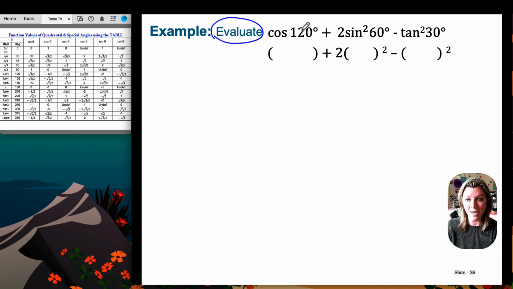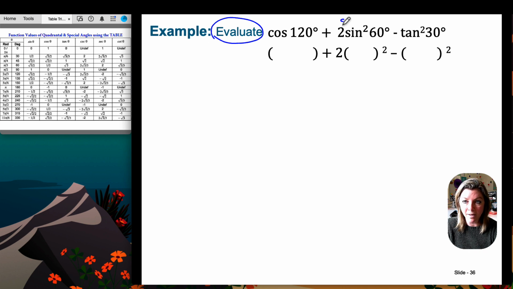Cosine of 120 degrees is going to have some value, so I put a blank there for it. Copying the complete expression from left to right, I have a plus sign, a 2. Sine of 60 degrees is going to be a value, which is why you see the second blank, and the squared goes on the outside of that blank. Let me take a moment to elaborate on that.